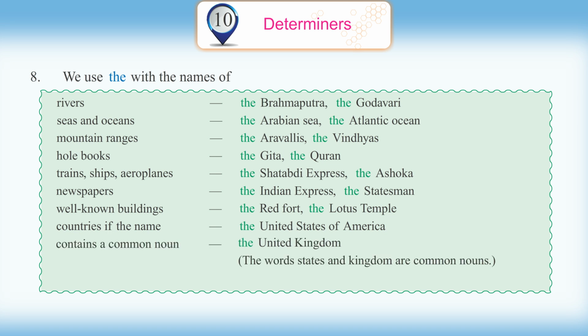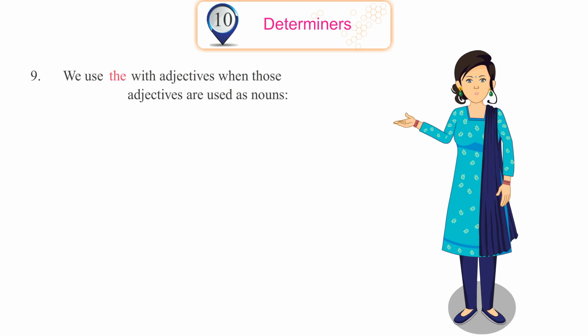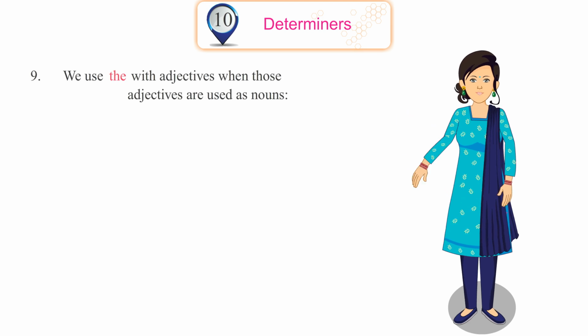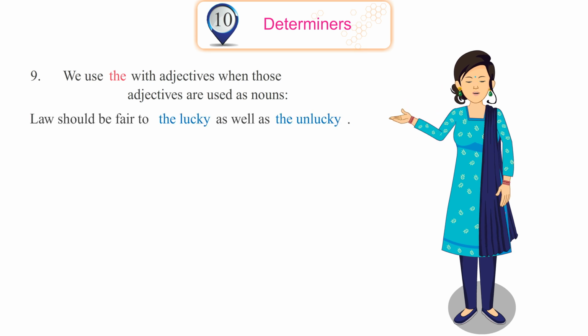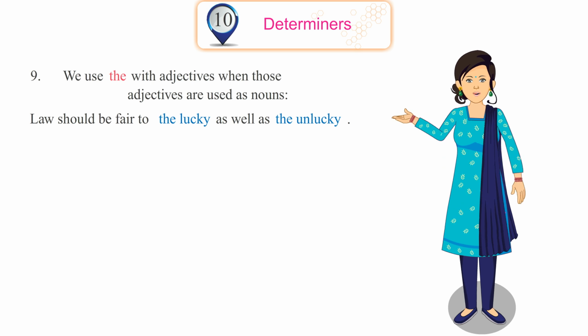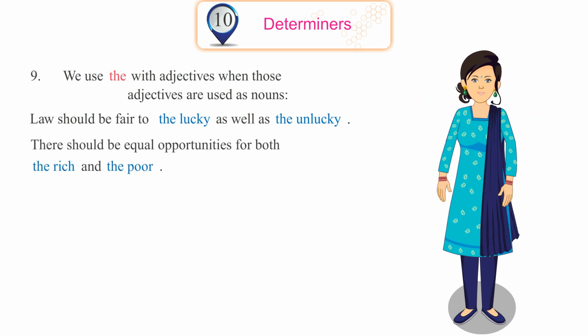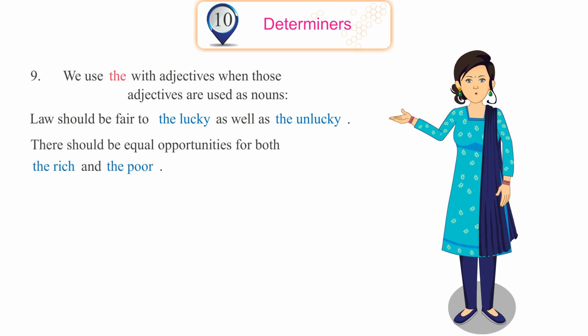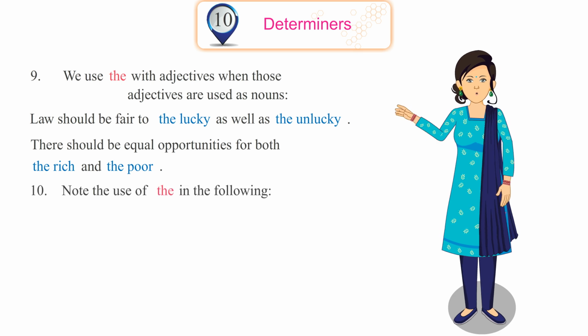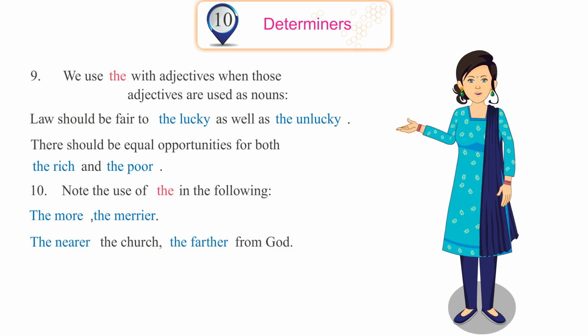The words states and kingdom are used with the when they are adjectives used as nouns. Law should be fair to the lucky as well as the unlucky. There should be equal opportunities for both the rich and the poor. Note the use of the in the following: the more, the merrier; the nearer the church, the farther from God.